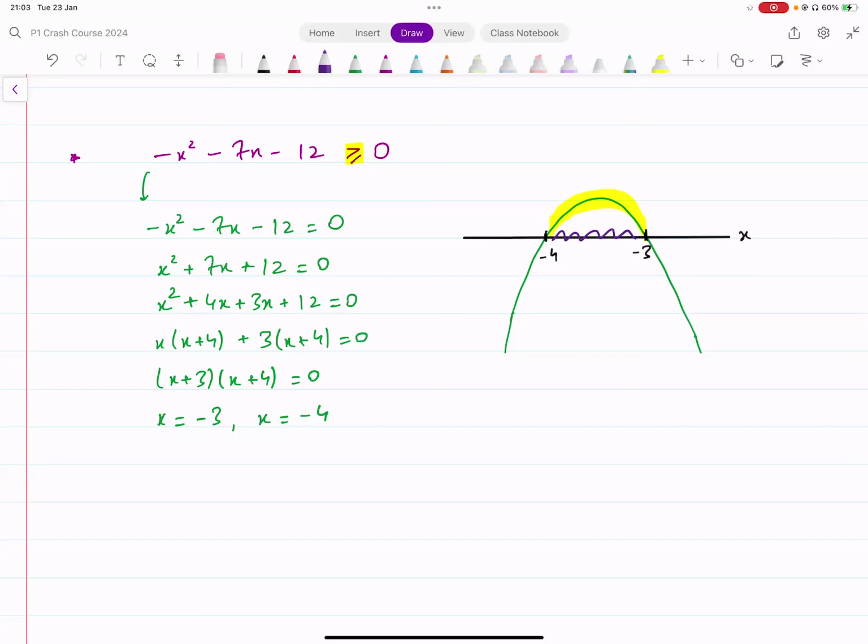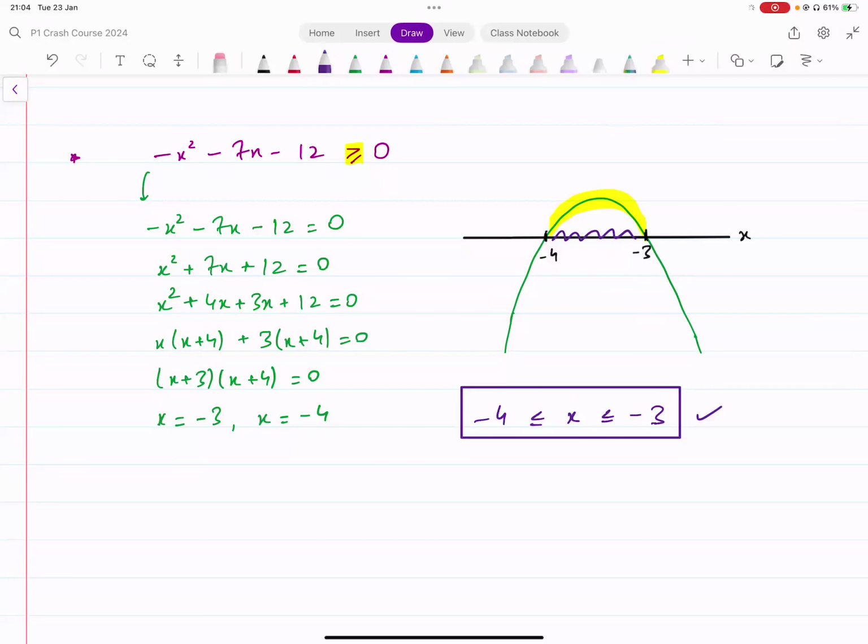So the solution therefore is x is between -4 and -3. So x is greater than or equal to -4, and it's also less than or equal to -3. So it's between these two values. Yes, Arham, that's what we get. Between -4 and -3, that will be your final solution. Is that okay? That's the result that we get from this. This is one way of doing this.